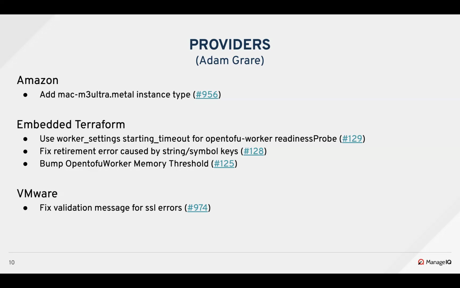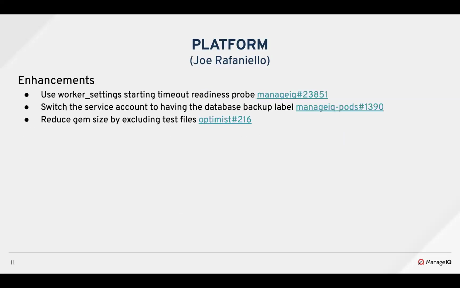And finally, we fixed the validation message for SSL errors on VMware. It previously showed just a simple, essentially, we don't know what happened, when we could easily catch the OpenSSL exception and properly show a message to the user so they can figure out what the error was without having to go to the logs. That's it for providers. Over to Joe. Thanks, Adam.